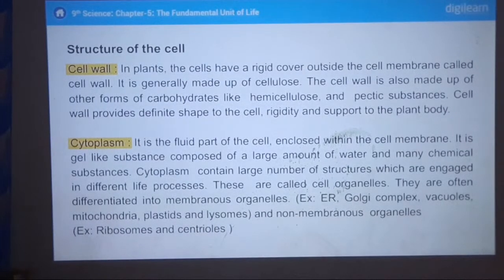Cytoplasm. This is the fluid part of the cell, enclosed within the cell membrane. It is a gel-like substance composed of a large amount of water and many chemical substances. Cytoplasm contains a large number of structures which are engaged in different life processes. These are called cell organelles. They are often differentiated into membranous organelles. Example: Endoplasmic Reticulum, Golgi complex, vacuoles, Mitochondria, plastids and Lysosomes, and also into non-membranous organelles. Example: Ribosomes and Centrioles.